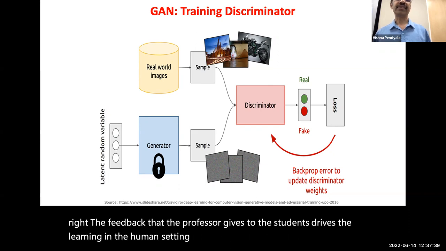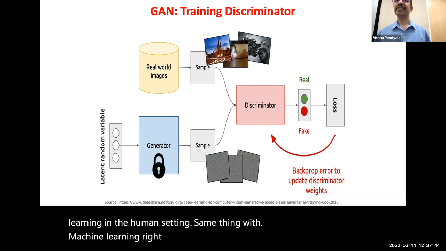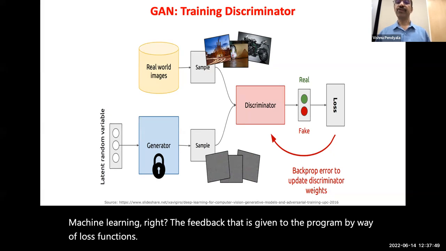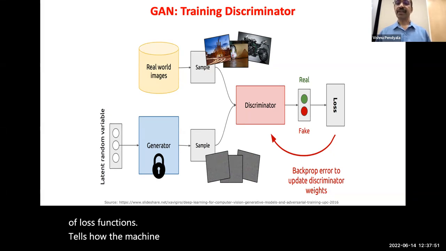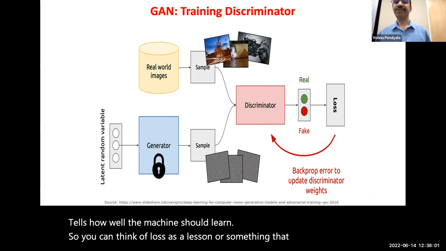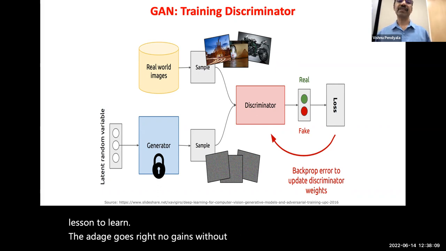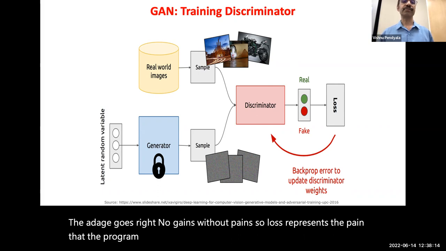Same thing with machine learning, right? The feedback that is given to the program by way of loss functions tells how well the machine should learn, right? So you can think of loss as a lesson, something like feedback, a lesson to learn. The adage goes, no gains without pain. So loss represents the pain that the program should take to become better.